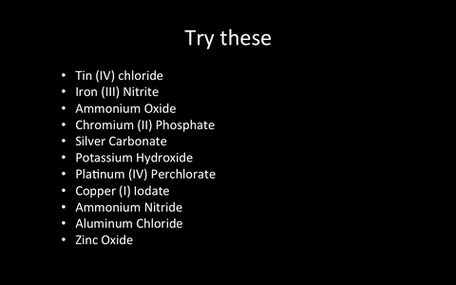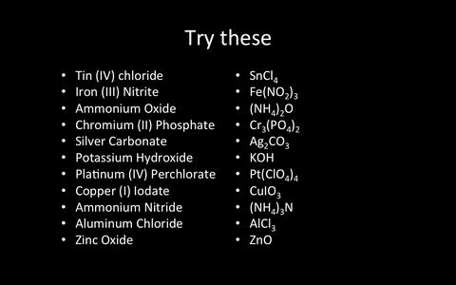Alright, here are the answers. If you didn't pause it and do these things on your own, you're doing it wrong. Pause it and do it. Here we go. Tin 4-chloride. Since tin is a +4 charge, we have to have 4 chlorines, each one being -1.